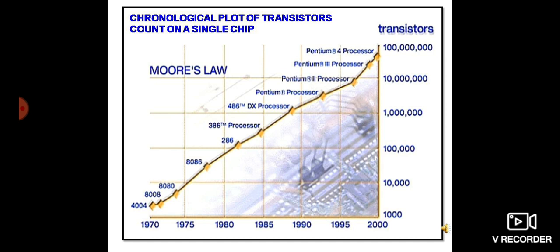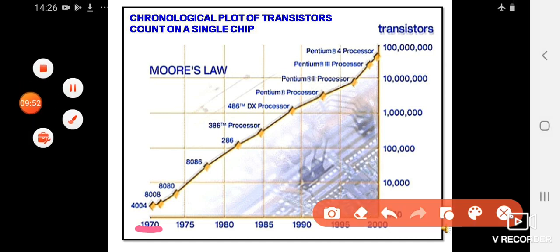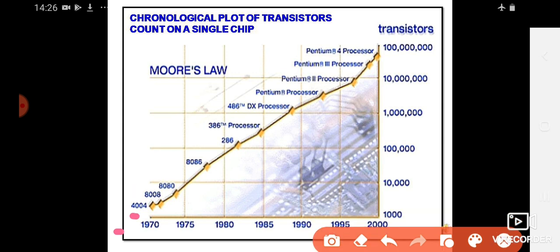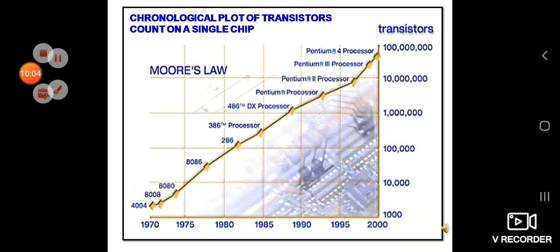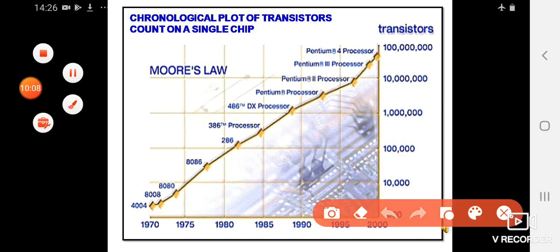In 1970, we started with processor 4004, then 8008. Then finally in the year 2000 we got Pentium 4 processor, and now in the year 2020 we are far ahead of this.